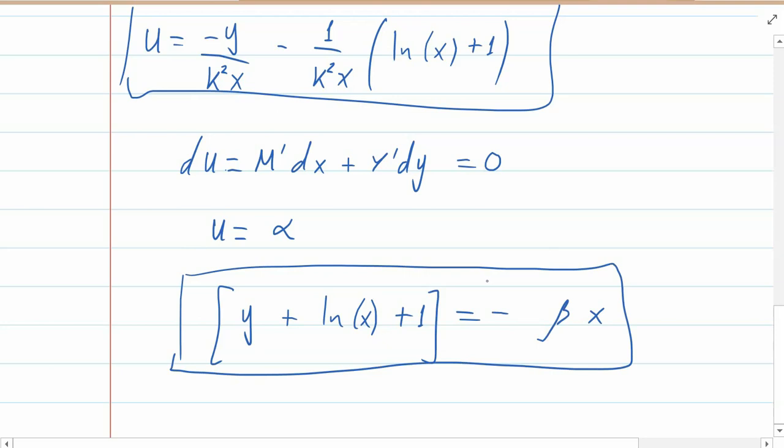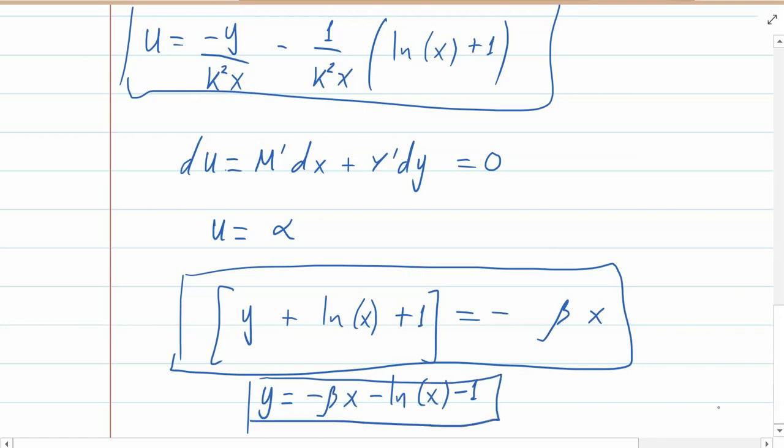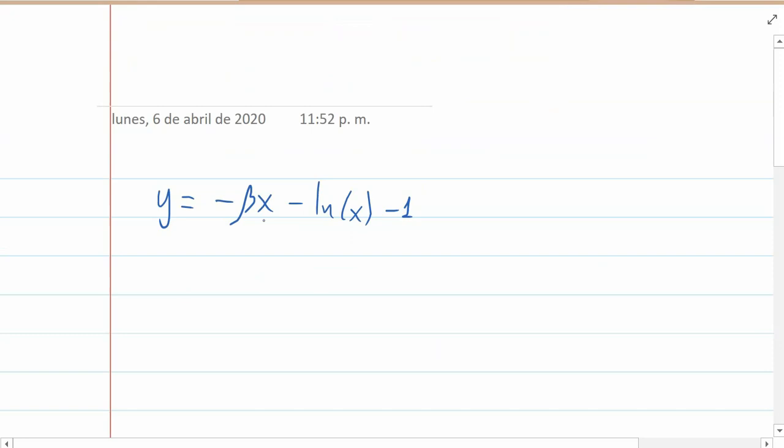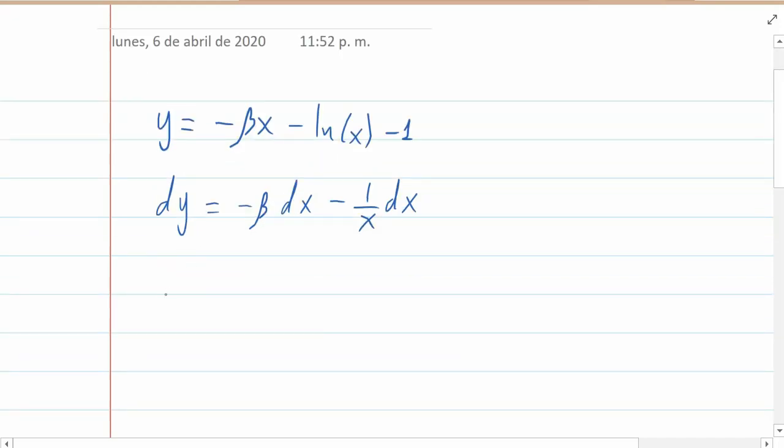And this right here is my solution. I could solve for y. It's actually not that difficult in this case. So y is equal to negative beta x minus natural log of x minus 1. That would be my explicit solution. So in order to test whether this is indeed a solution to the differential equation, I need to find the dy, and well, that is going to be negative beta the x minus 1 over x dx. I can multiply everything by x and I get x dy is equal to negative beta minus 1 dx.